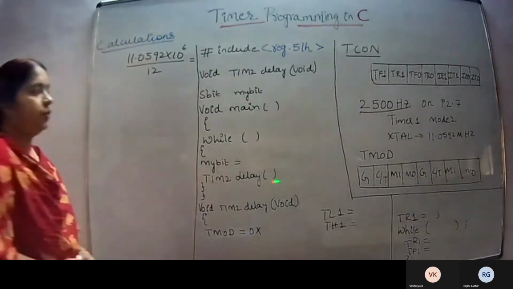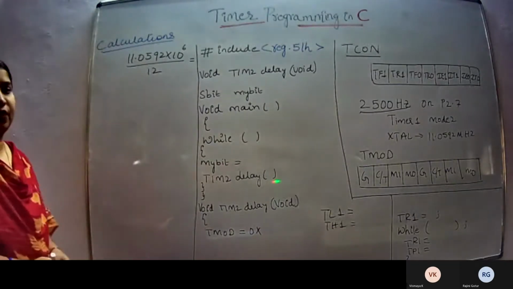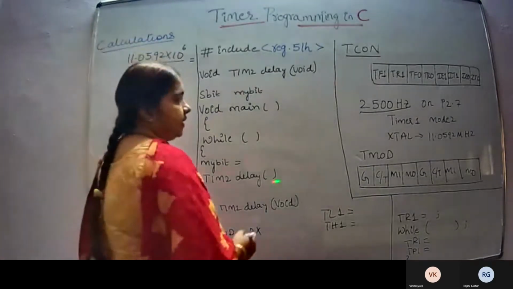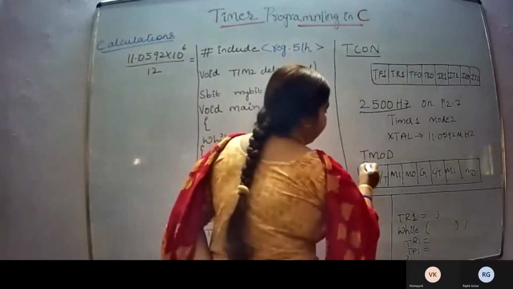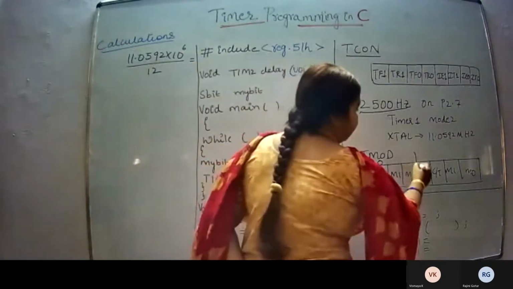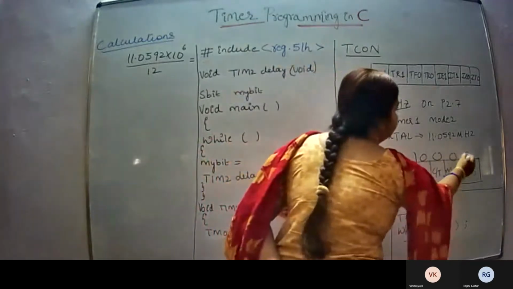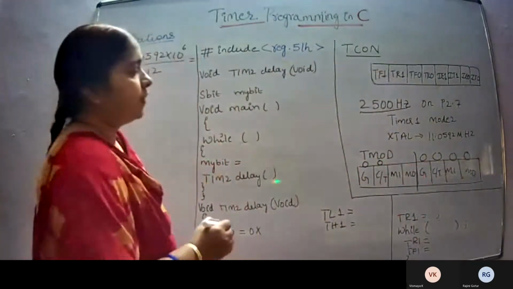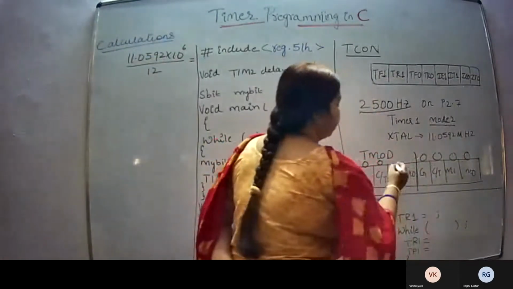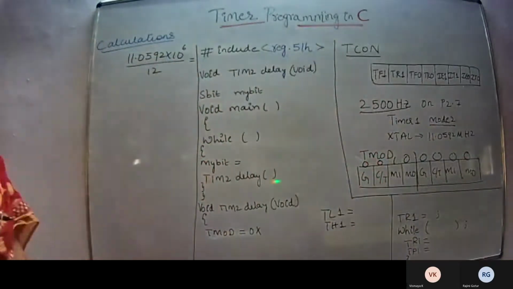Whenever we start with the calculations, we have to first calculate what should be loaded in the TMOD register. Since it is timer 1, the lower nibble should be 0, because that is for timer 0. For timer 1, it should work in mode 2, so the bits are 1, 0. So it is 0, 0, 1, 0.